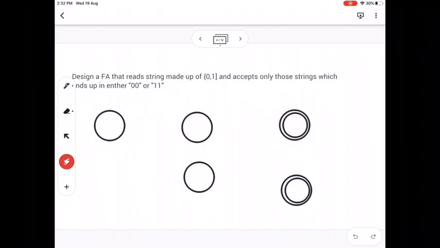One more example we will see, very simple example. Design a finite automata that reads strings made up of zeros and 1 and accepts only those strings which end up in either 0 0 or 1 1. So we always start with the initial state.